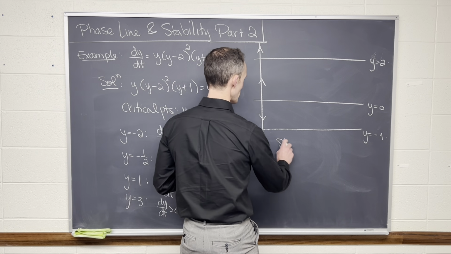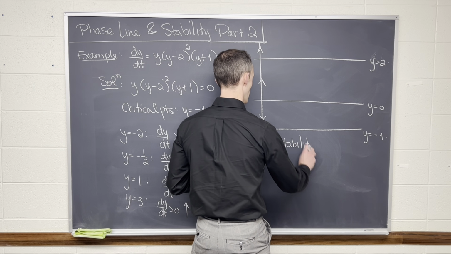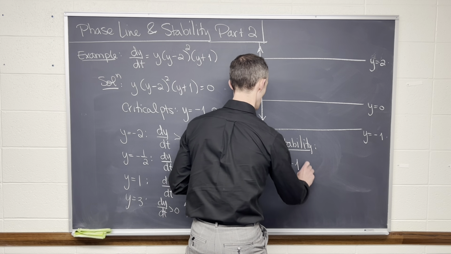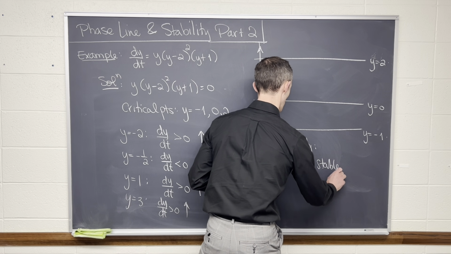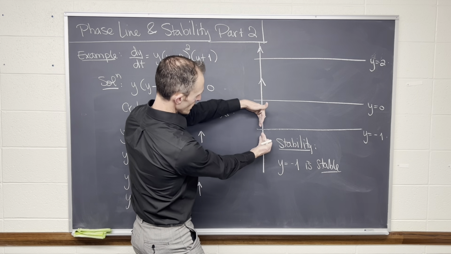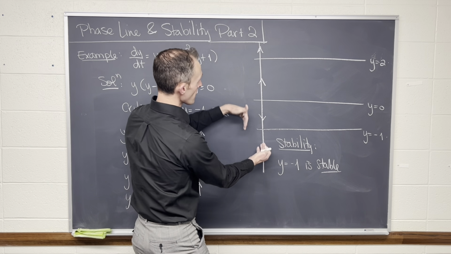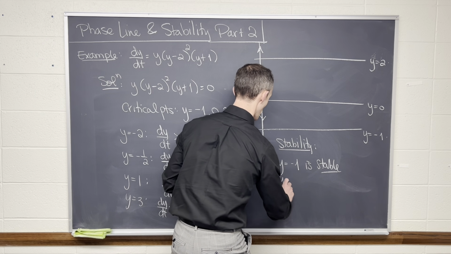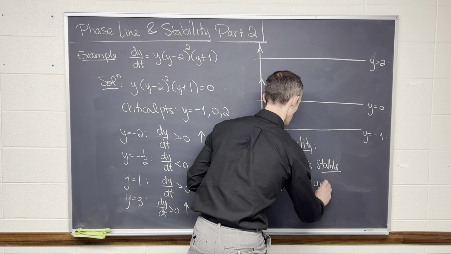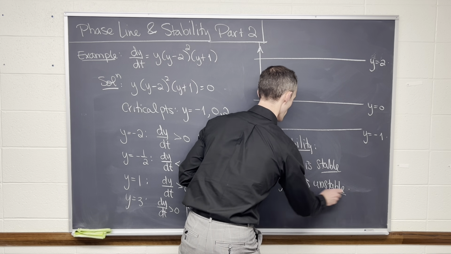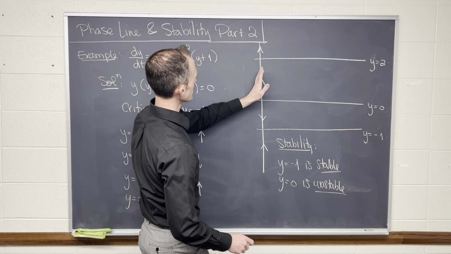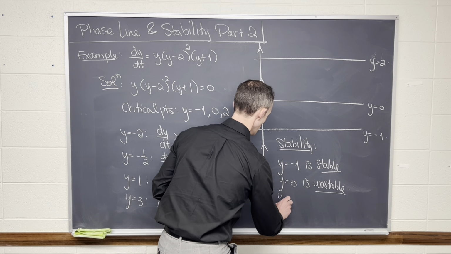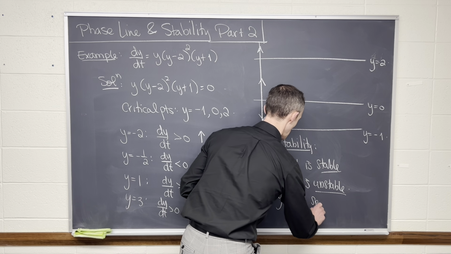Okay, so what's the stability? We're going to say y equals negative 1 is stable. Okay, so that one's stable because on both sides I'm getting sucked into negative 1. y equals 0 is unstable because on both sides I'm getting pushed away from y equals 0. So y equals 0 is unstable. Okay. And y equals 2 is semi-stable. Below 2, I'm getting pushed into it. Above 2, I'm getting pushed away. So y equals 2 is semi-stable.